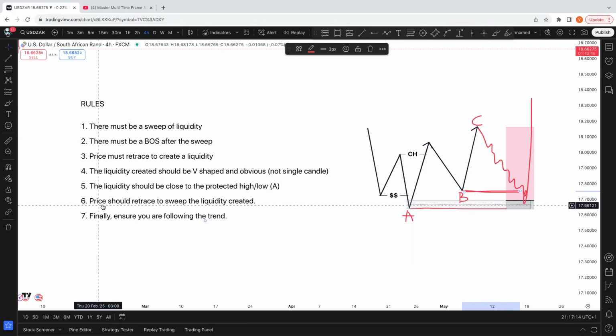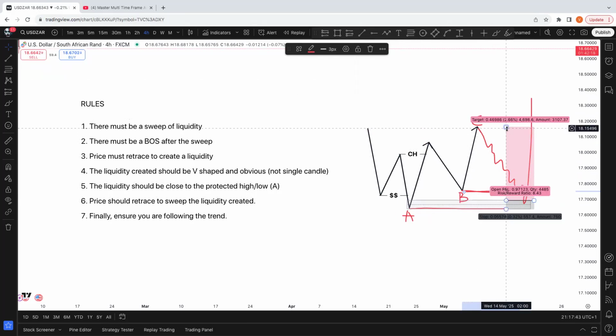And what did he say? Finally, ensure you are following the trend. Ensure you're doing this on a higher time frame, maybe 1 hour, 4 hours. And this strategy or this rule works even more efficiently when you are in line with the trend. Let's say price was trending upwards and then a sharp retracement or a sharp downtrend, and then an uptrend follows suit. This strategy is very, very efficient.